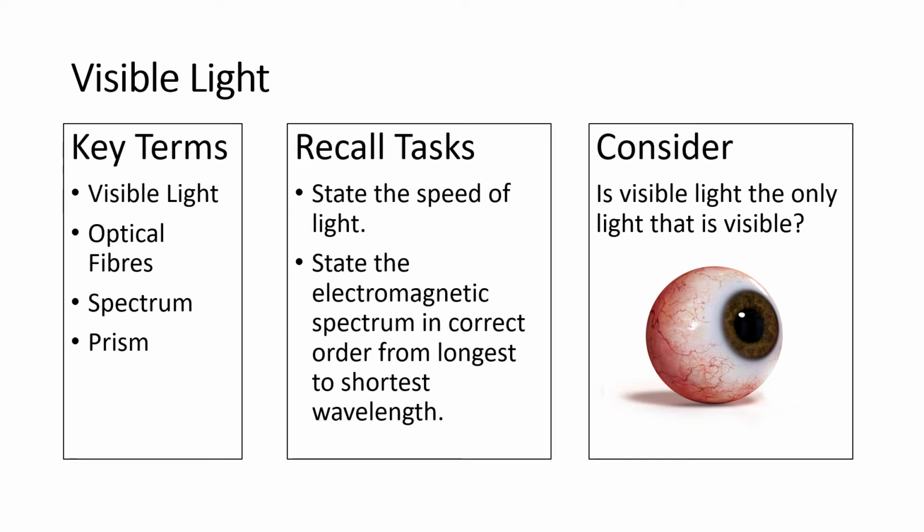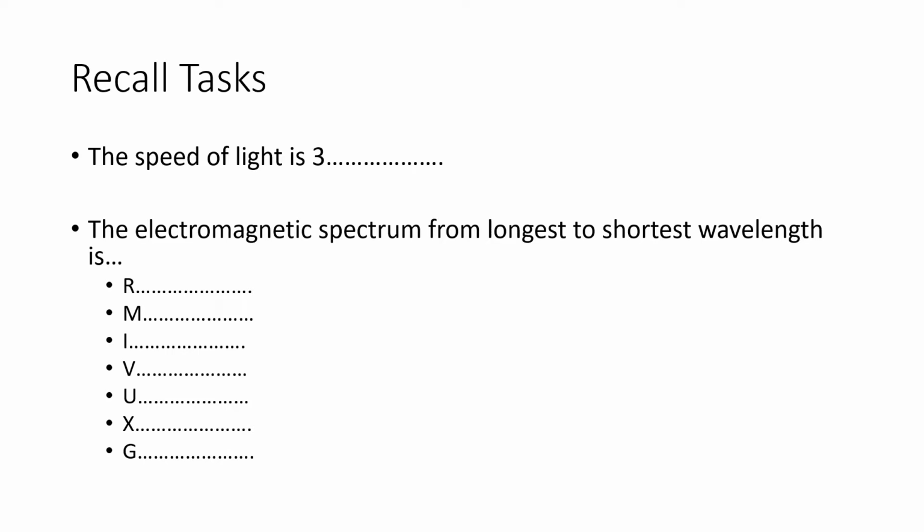So let's give a little clue to the recall tasks. First of all, the speed of light is 3 something. And the electromagnetic spectrum from longest to shortest wavelength is... Pause the video to give this a go if you didn't already get the answers.